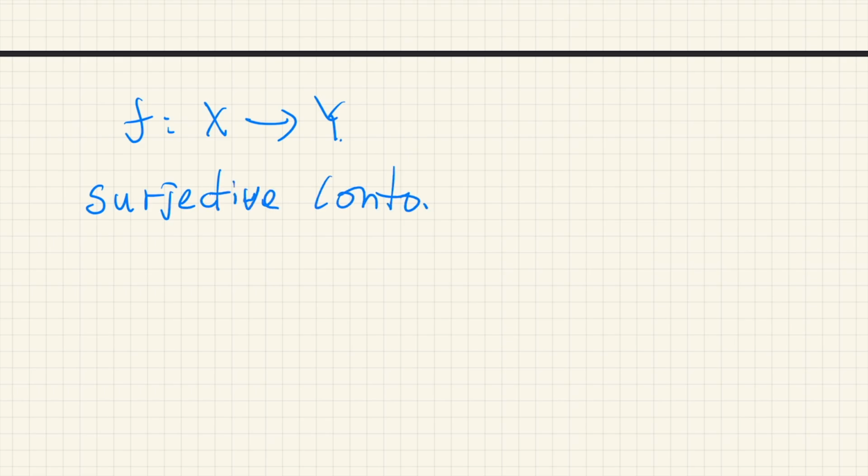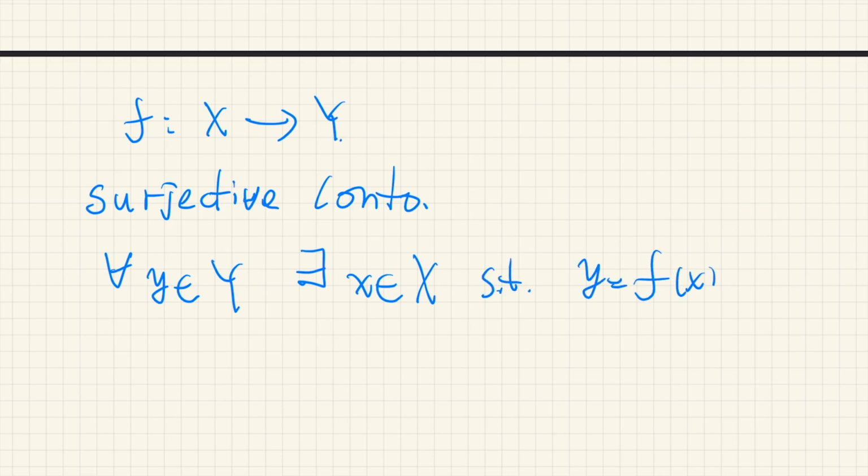And next, I'll explain what surjection means. And again, we have a map of F from X to Y. And we say F is surjective or onto if the following holds. For every element in Y, there exists some element in X such that Y is equal to f of x. So what does this mean?